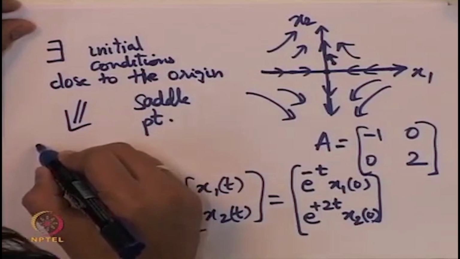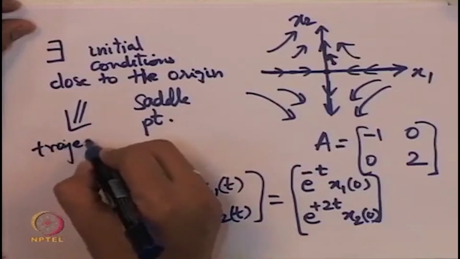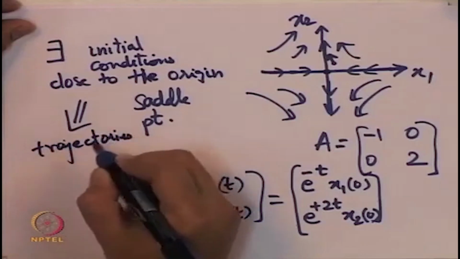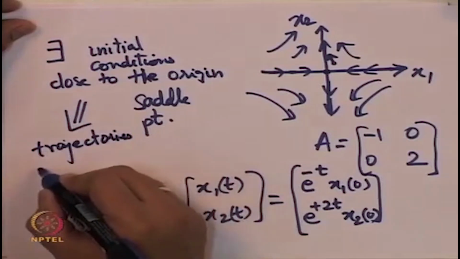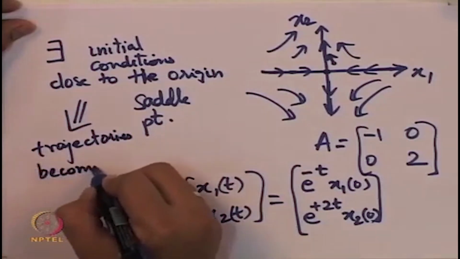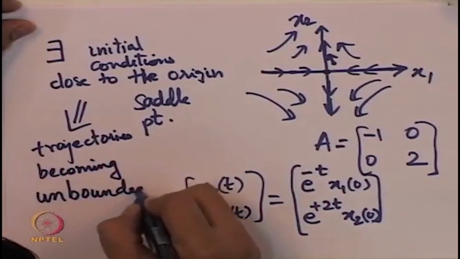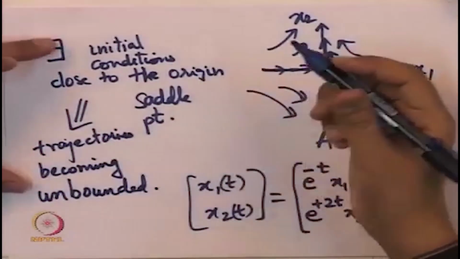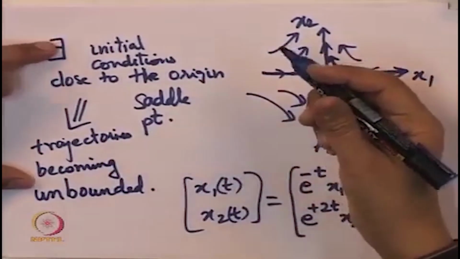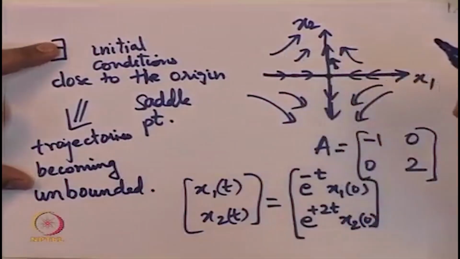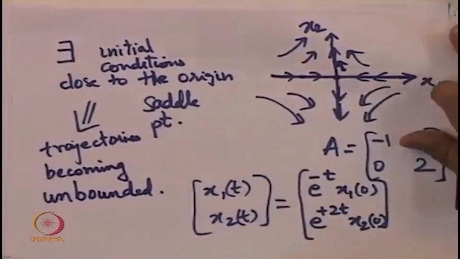In fact, the trajectories are growing. Trajectories are becoming unbounded. This is precisely the property that decides that the equilibrium point, the origin, is an unstable equilibrium point. So the saddle point is an unstable equilibrium point. It is not an unstable focus nor an unstable node. That equilibrium point is just an unstable equilibrium point.